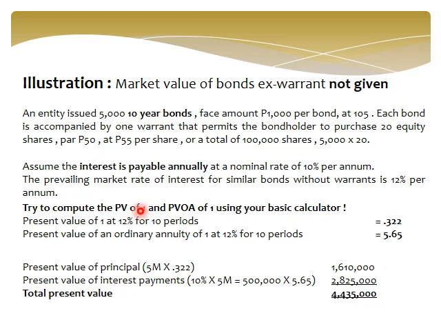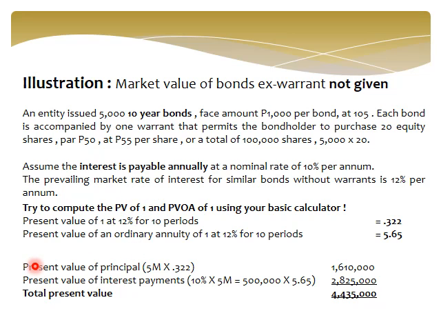So, try to compute the present value of 1 and PVOA of 1 using your basic calculator. Given na, itry nyo kung makukuha nyo si 0.322 at saka si 5.65 using your basic calculator. So, the present value of 1 at 12% for 10 period is 0.322. Ginagamit natin yung PV of 1 pag lump sum payment. And then, yung PVOA or ordinary annuity kapag annual installment. And sabi, interest is payable annually, so gagamit tayo ng PVOA. And then, yung bonds daw, yung principal liability, payable daw siya after 10 years. So, therefore, lump sum payment, kaya gagamit tayo ng PV of 1.